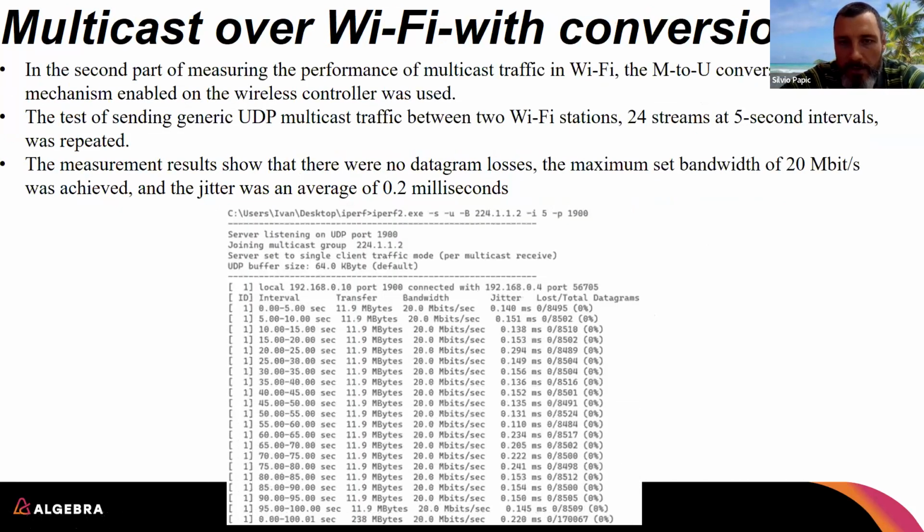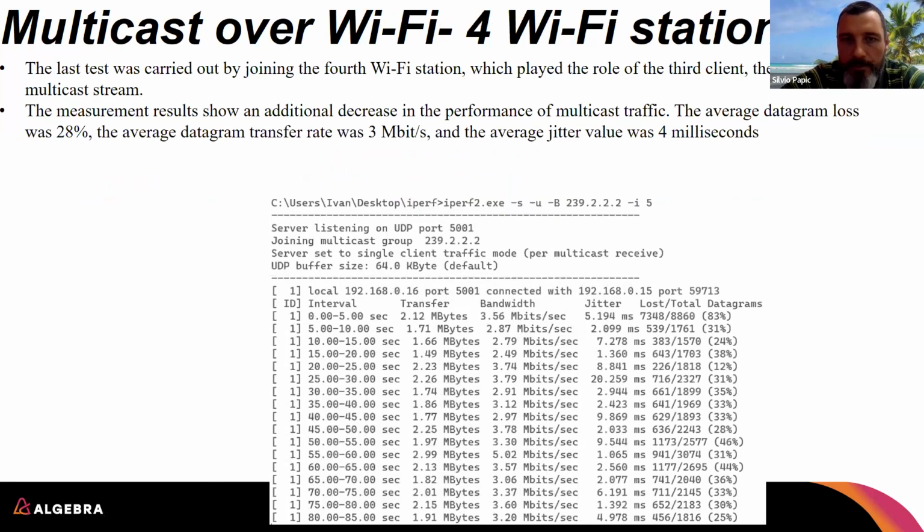When we enabled this mechanism of converting multicast to unicast traffic and ran the same test, the data loss was negligible, so it's 0%. None of the data was lost, and we could use all the bandwidth that we wanted, so 20 megabit per second. Also, the jitter was practically negligible.